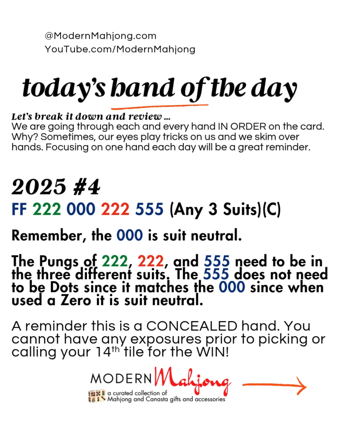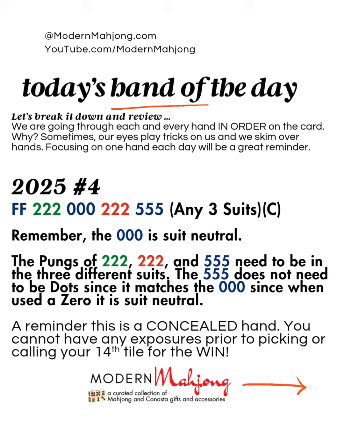2025 number 4 is a pair of flowers, a pung of 2s in any of the 3 suits, 3 white dragons as 0, which are, remember, suit neutral, so they do not count as one of the suits for the any 3 suits. We have another pung of 2s, and then we have a pung of 5s. So that's 1, 2, 3, 4, 5, 6, 7, 8, 9, 10, 11, 14 tiles, just making sure.